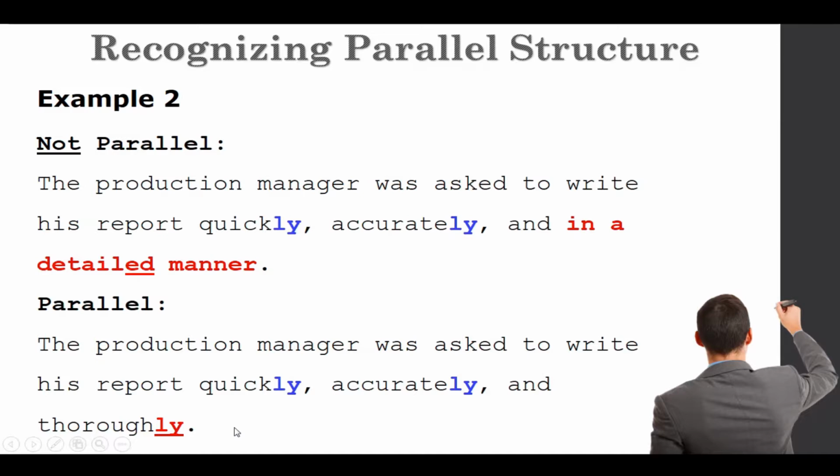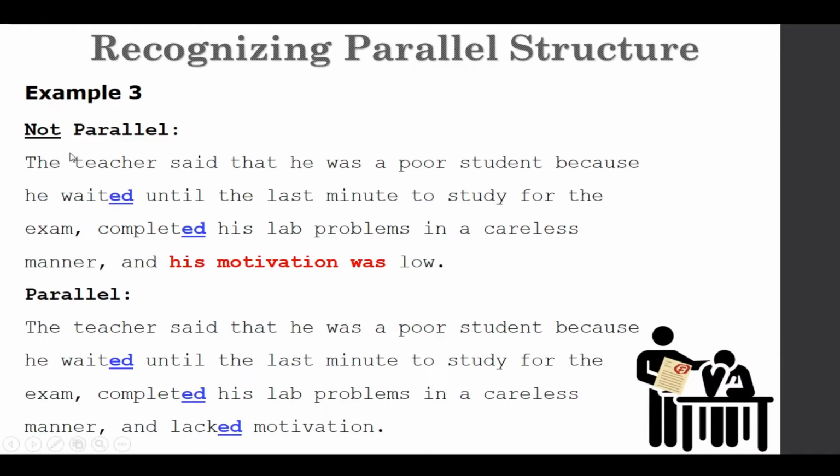Okay, let's look at another example like this one. The teacher said that he was a poor student because he waited until the last minute to study for the exam, completed his lab problems in a careless manner, and his motivation was low. Suddenly, I'm breaking the parallel structure. The correct way would be like this one. The teacher said that he was a poor student because he waited until the last minute to study for the exam, completed his lab problems in a careless manner, and lacked motivation.